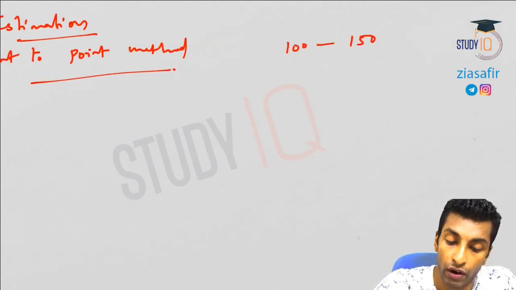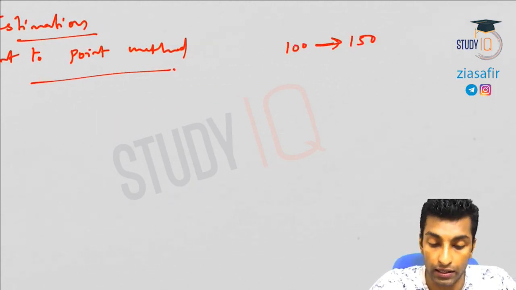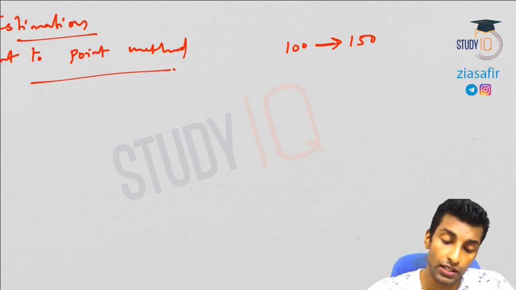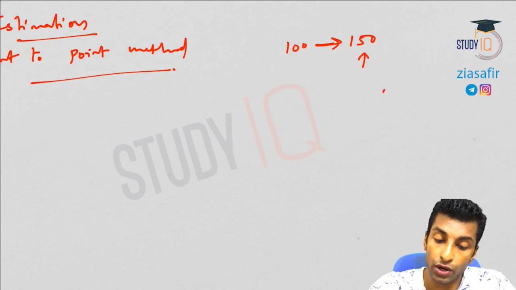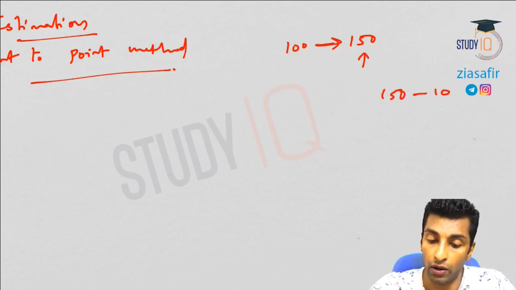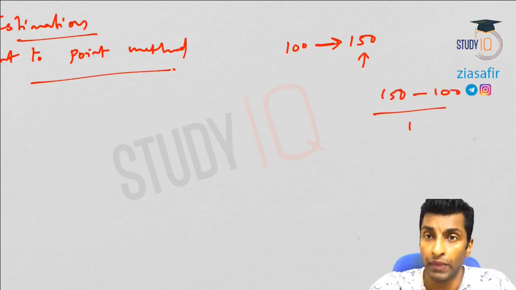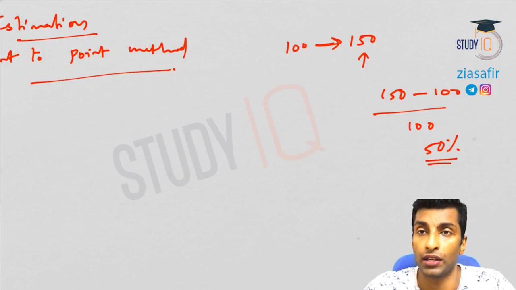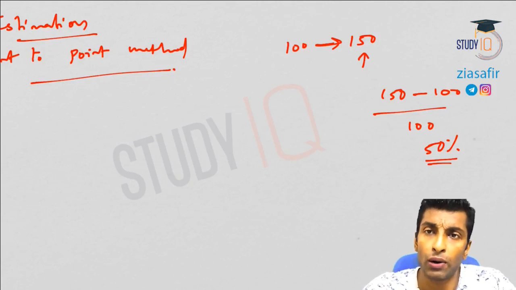Suppose there is an increase from 100 to 150, just as you calculate percentage. How do you calculate the percentage change here? 150 is the new one, the final value, minus 100 divided by the base value, right? 100. So 50 by 100 into 100, so you get a 50% increase here. This is how you calculate percentage, exactly in the same way you calculate inflation.